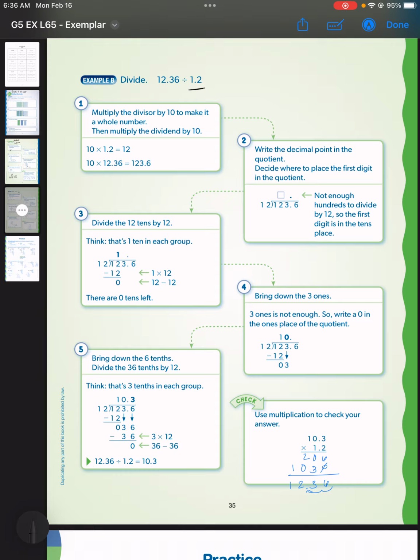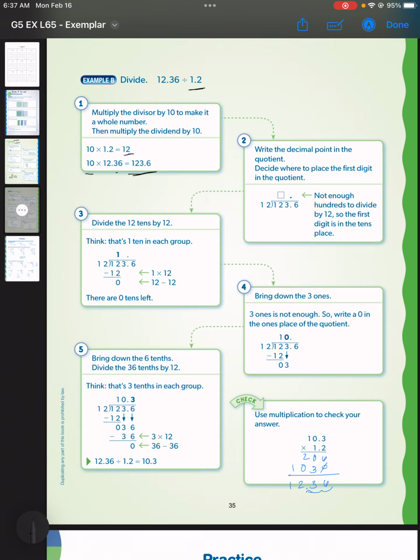So I see that I have 1 decimal place in that number, so I'm going to multiply by 10. 10 times 1 2/10ths is 12. Because I multiply the divisor by 10, I'm going to also multiply the dividend by 10. So 12 36/100ths times 10 equals 123 6/10ths. Now I'm going to follow the same process I did with the first example by first identifying where the decimal point goes and then where the first digit goes.